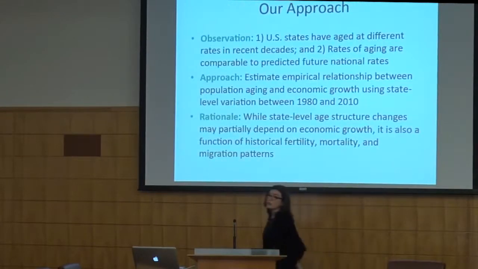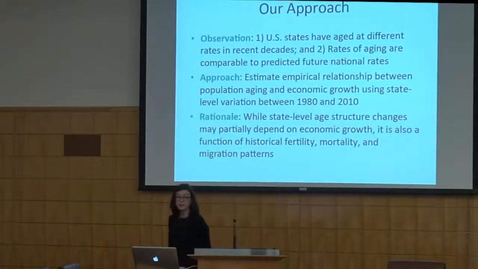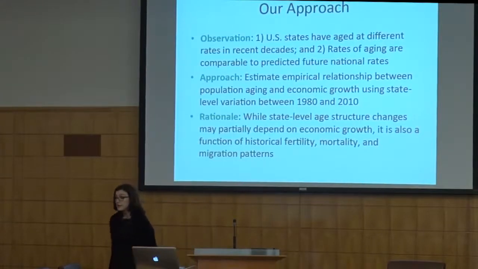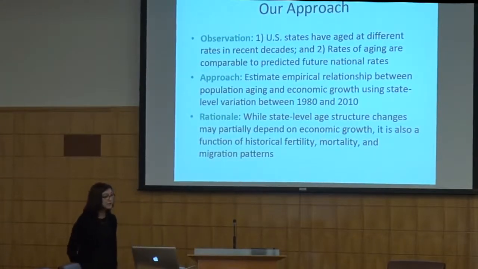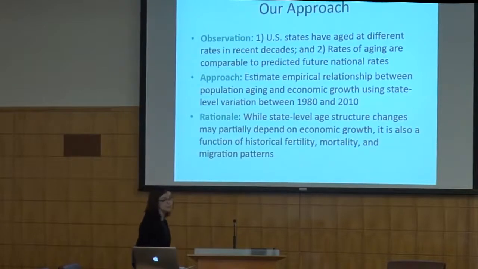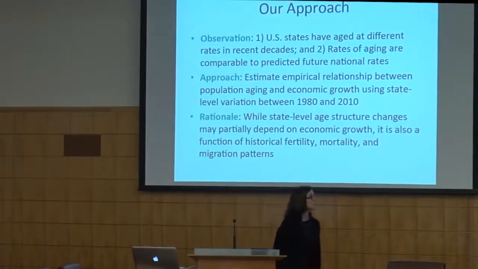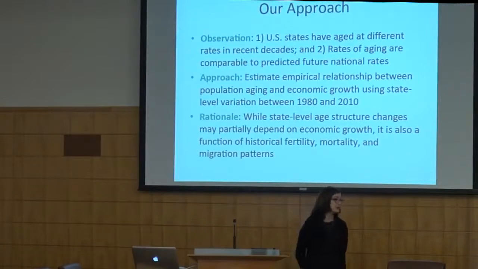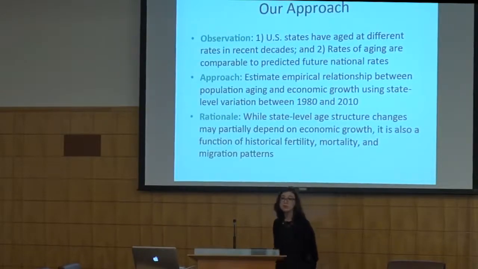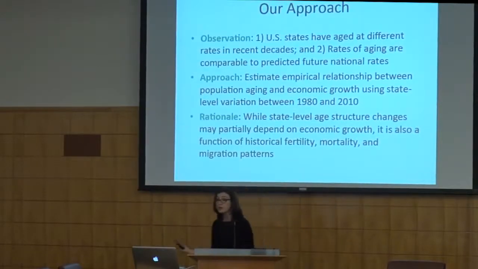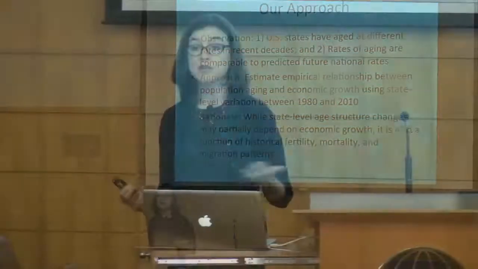So our approach starts from the observation that across the United States, states themselves have aged at very different rates in recent decades. Okay? And in fact, these rates of aging are comparable to predicted future national rates. So we think there might be something to learn from studying what's happened so far, using this cross-state variation in aging and its relationship to cross-state variation in the growth of output per worker, per population, sorry.